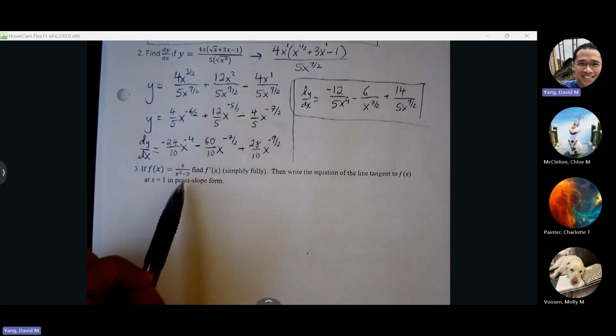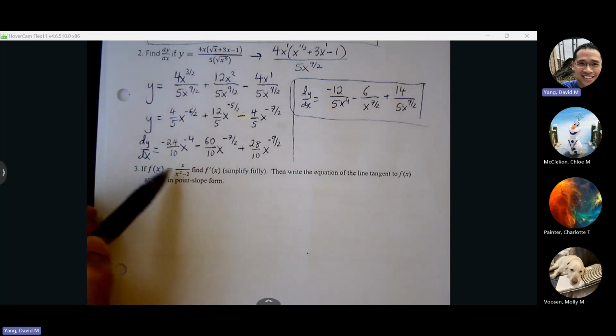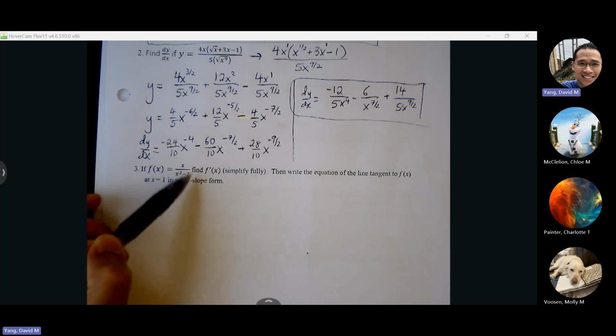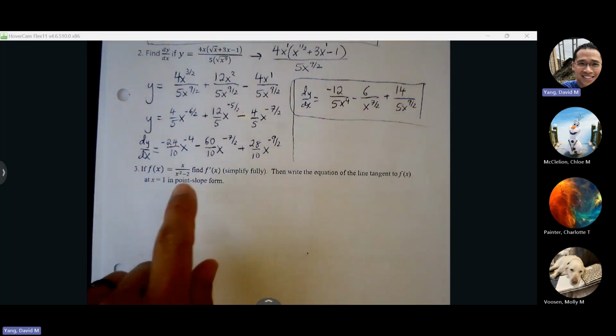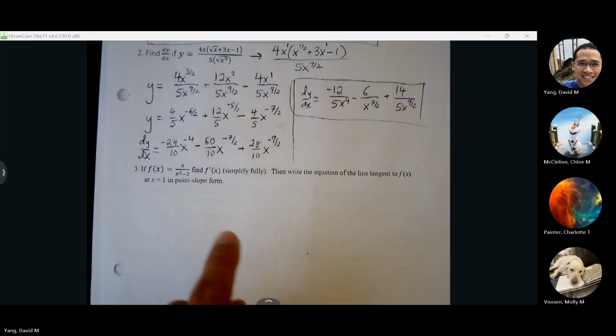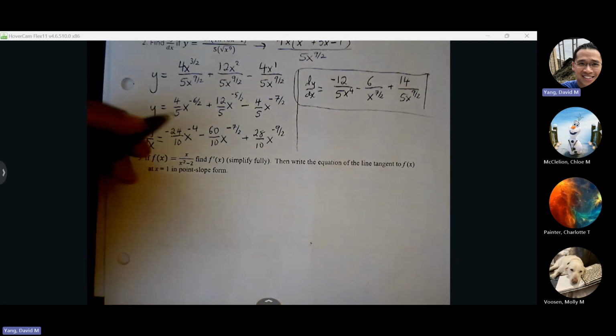Right, number 3, here's our function x over x squared minus 2, find f prime. The instruction is just to find f prime, and we have to decide what rule to use. This is numerator and denominator, where there's more than one term in the denominator. Both are showing variables. We're kind of forced into quotient rule here. So let's find f prime. And then we can worry about the tangent line equation that comes after.